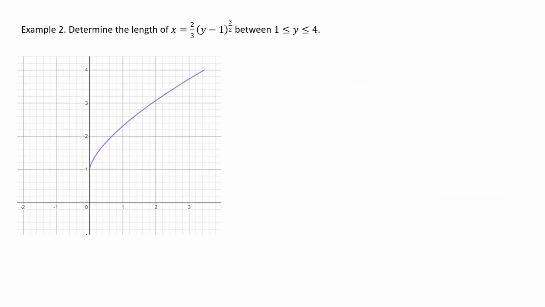All right, so let's move on to another example. This time we're going to be having our limits in the y direction. So again, from the formula in terms of y, this will be the integral from y1 to y2 of the square root of 1 plus dx over dy squared, dy.